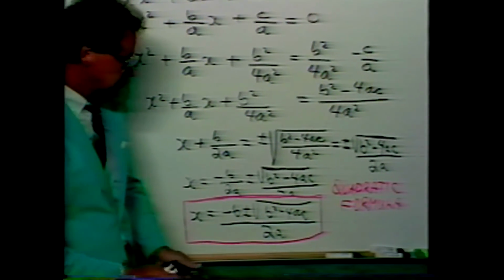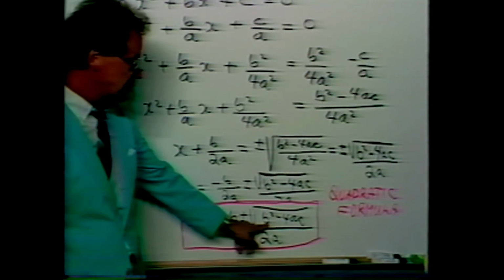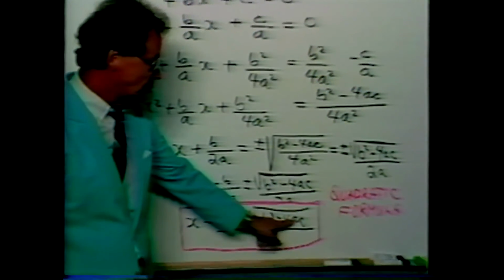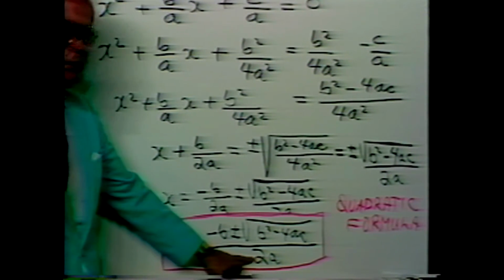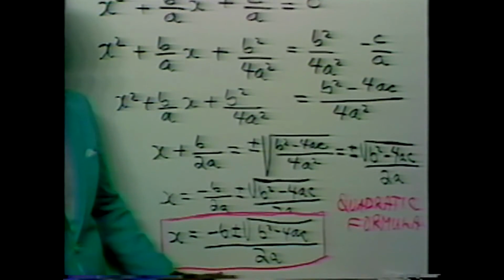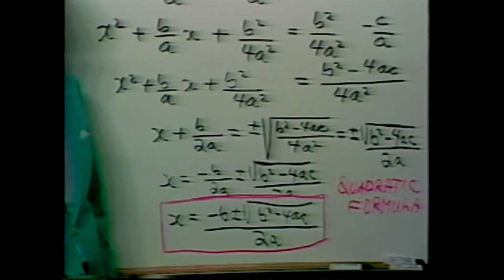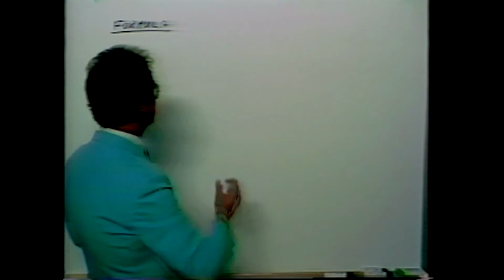x is equal to minus b plus or minus the square root of b squared minus 4ac, all of which is over the 2a. You must memorize this formula. Here are some examples.